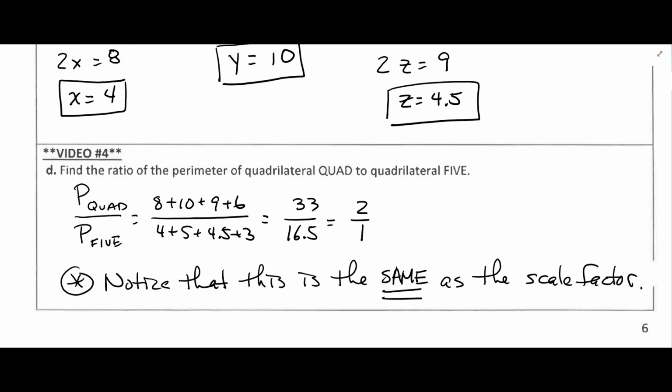Alright, so if you did this correctly, you would have gotten that the ratio of the perimeters turns out to be 2 to 1. And if we notice, this is the same as the scale factor. Okay, so we talked about that earlier before. But again, if figures are similar, the ratio of their perimeters is going to be the same as the scale factor.